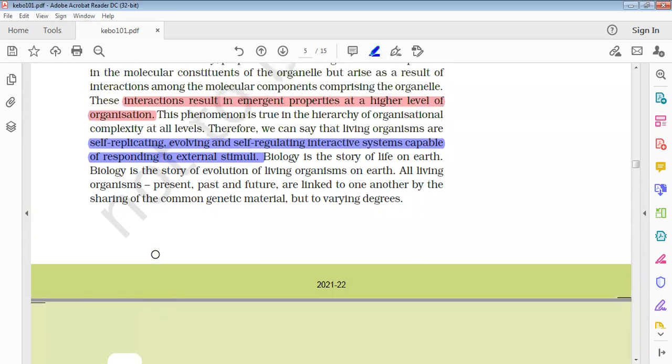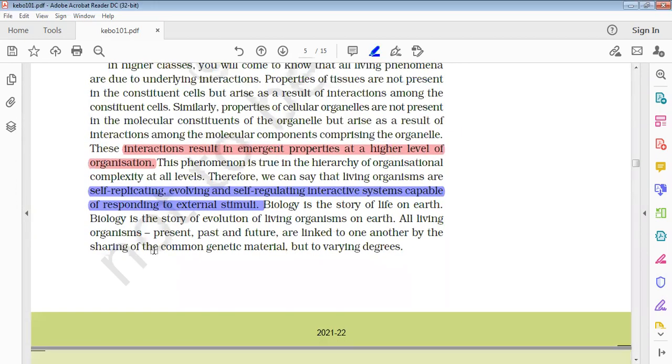So the next topic is diversity in the living world, that we will discuss in the next lecture.